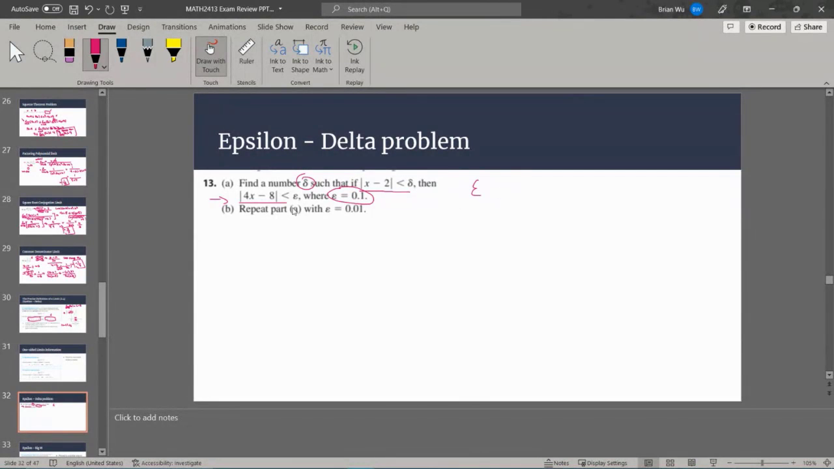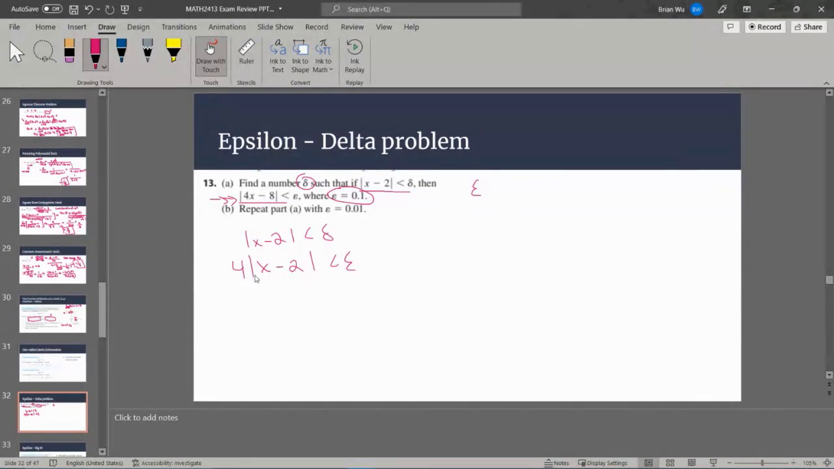So in this case, what you need to do, generally in most cases, is turn your epsilon function or inequality to look like your x minus 2, or your delta inequality. And then you can substitute and form a relationship. So in this case, we see that we can factor out 4 from this, and we can bring it out from the absolute value. So we get 4 times the absolute value of x minus 2 as less than epsilon.